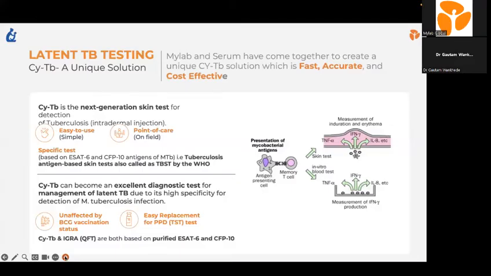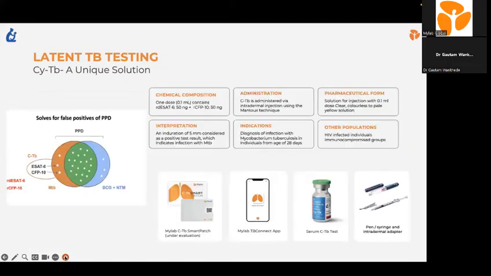In fact, WHO also now says that the tuberculosis antigen-based skin tests, the TBST, are a very important tool in managing TB, by using them to diagnose latent tuberculosis. This is a pictorial depiction of what I was trying to say. On the left side, you see ESAT6 and CFP10. These are the proteins being used over here, which are not present in the BCG vaccination or in non-tuberculosis mycobacteria. So this is what the PSI TB skin test is all about.